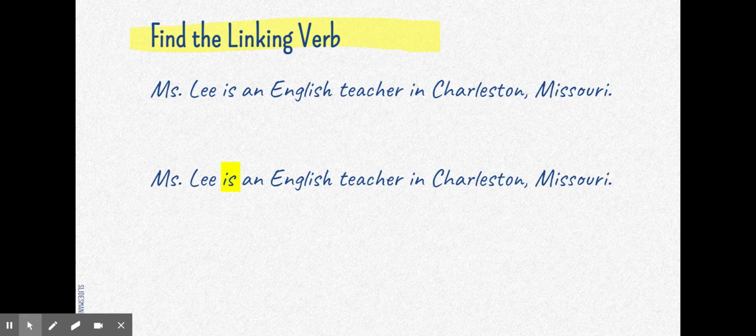Like I said, linking verbs express what something is, right? So this is expressing that Miss Lee is an English teacher. It's also connecting the subject, Miss Lee, to that describing phrase, an English teacher in Charleston, Missouri. That phrase describes Miss Lee, so you know it's a linking verb. The linking verbs link the subject to their description. Okay, so our linking verb in this one is "is."